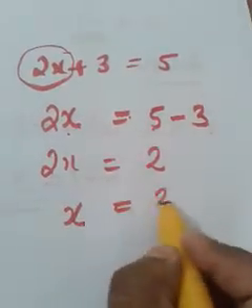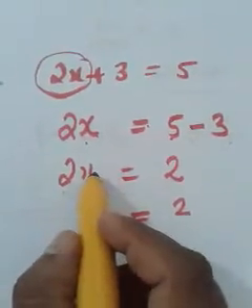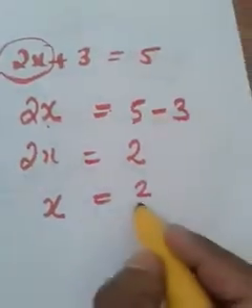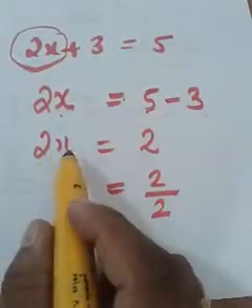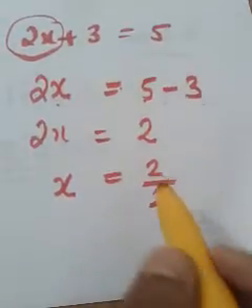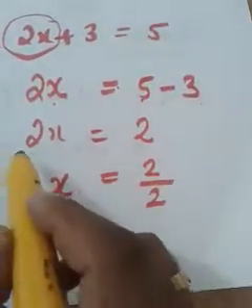And what is on the right side? 2. And since 2 is multiplied with x, when you take the 2 to the right side, it becomes division. Divide by 2. We took 2 to the right side. Since it is multiplied with x, when you take it to the right side, it becomes division. On the right side, 2 itself, 2 divided by this 2.